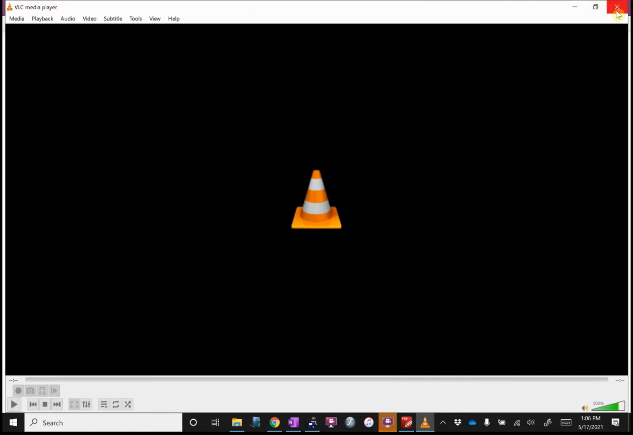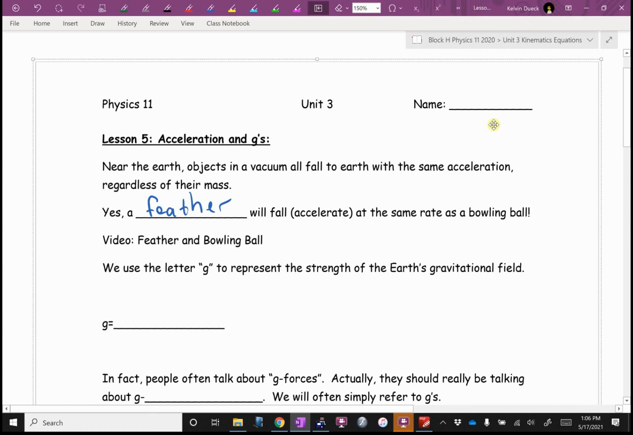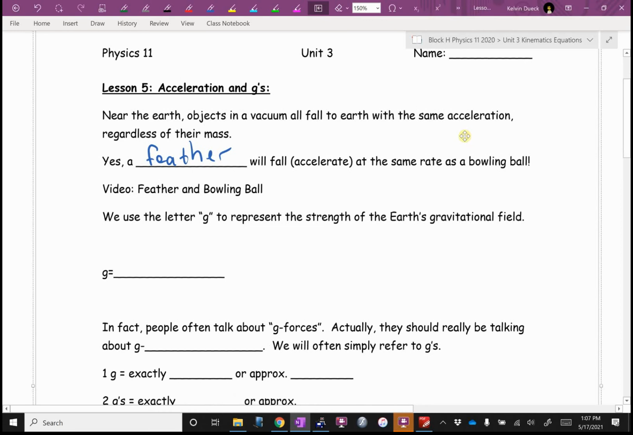What would happen if you had a vacuum chamber big enough that you tried to lift off an airplane? Yeah, the plane wouldn't fly. Planes need air. They fly due to air resistance. Good question. So objects near the Earth, especially if we ignore air resistance, they'll all accelerate at the same rate.